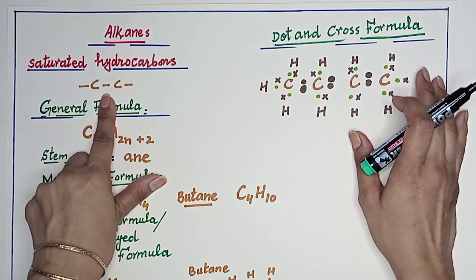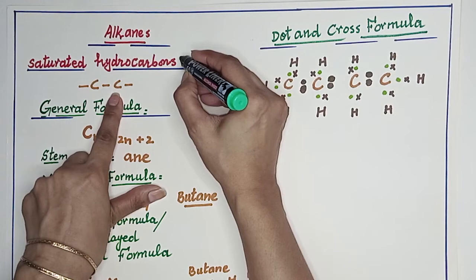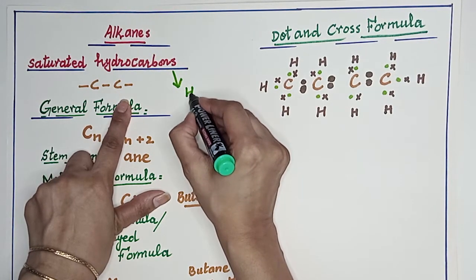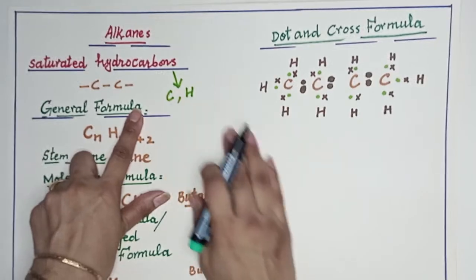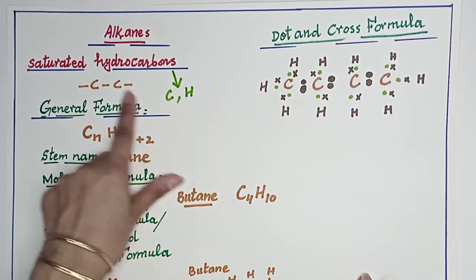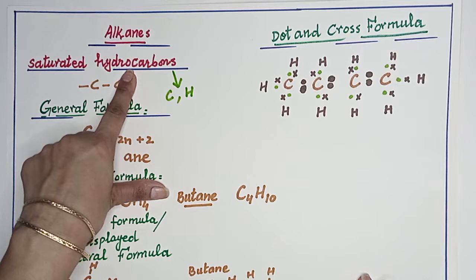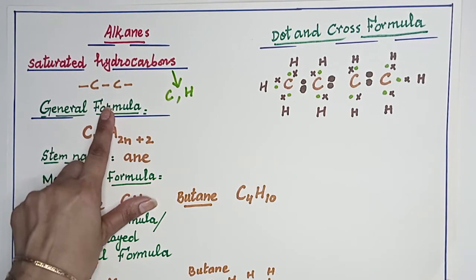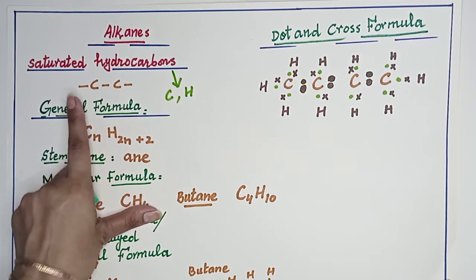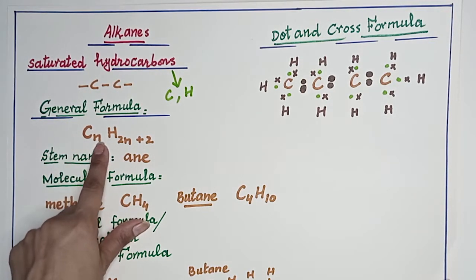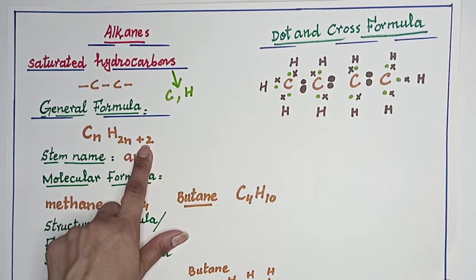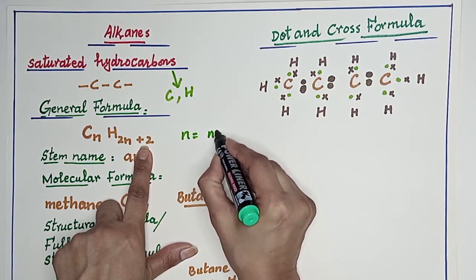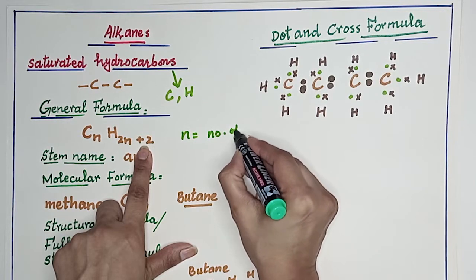So here we are going to learn about two things. Saturated means carbon-carbon single bond, and hydrocarbon means it contains carbon and hydrogen only. So when only these two elements are present in a compound, we say it is a hydrocarbon. And saturated means carbon-carbon single bond; no double bond is present between the carbon atoms. So the general formula for alkane is CnH2n+2, where n is the number of carbon atoms.